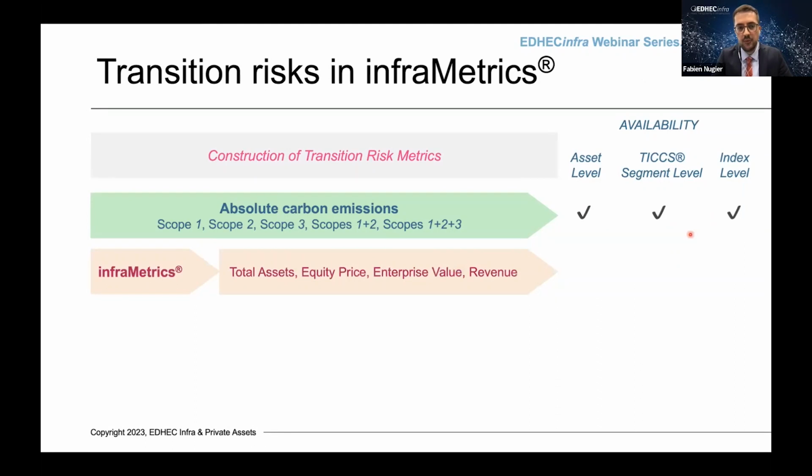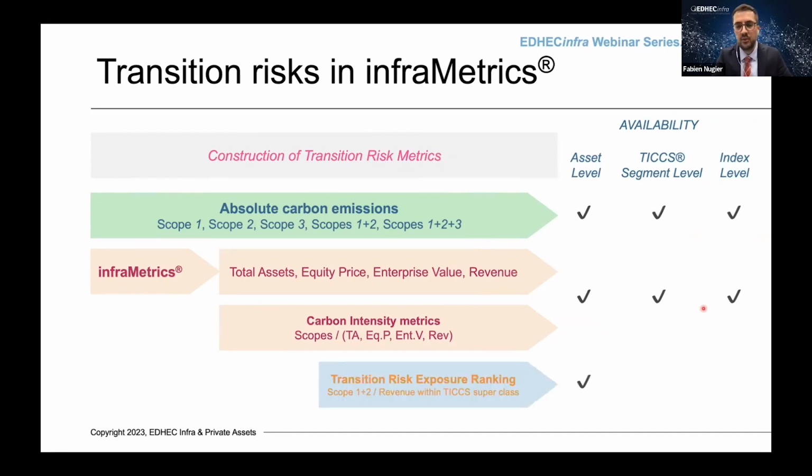Also, we have from inframetrics, as I mentioned earlier, the financial data. So we have total assets, equity price, enterprise value, revenue, and we could have much more. And we combine this with emissions to get carbon intensity metrics. So we take the scope emissions and we divide by any of those financial metrics to evaluate the efficiency of those assets. So again, we have this available at those 3 levels.